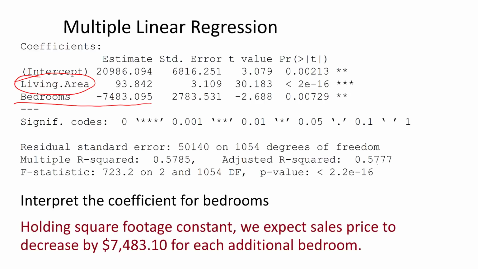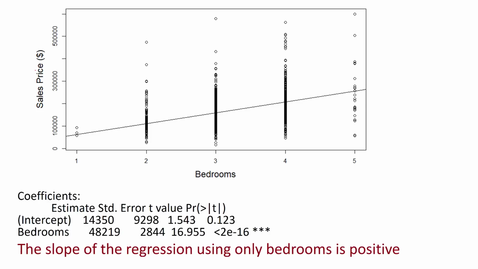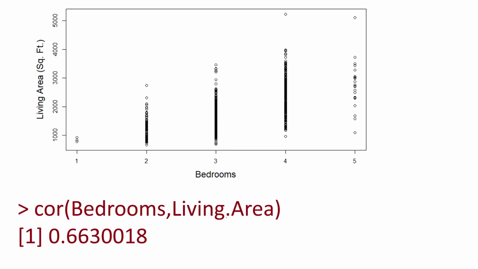Now this might seem counterintuitive because in our scatter plot we saw that sales price increased with bedrooms, and now it's saying it decreased. So we'll talk about that in just a second. All right, so why is this coefficient negative? We saw that our scatter plot looked like a positive relationship, and I went ahead and fitted it with a regression, and it is a positive slope that is significant. We have a very low p-value on it. And I calculated the correlation of bedrooms with living area, and it's 0.66, so positive, a moderate correlation there.